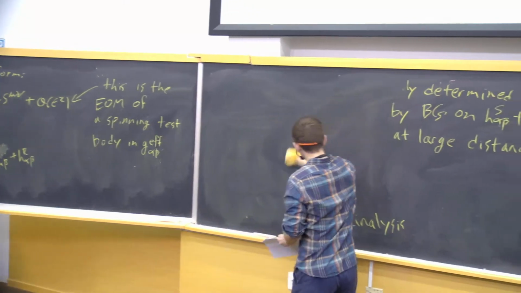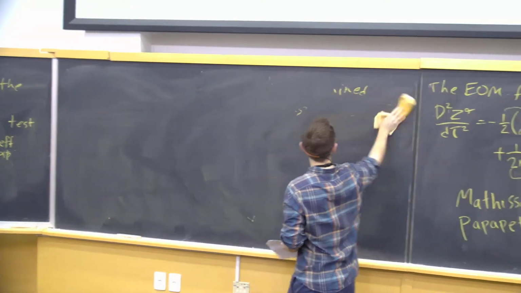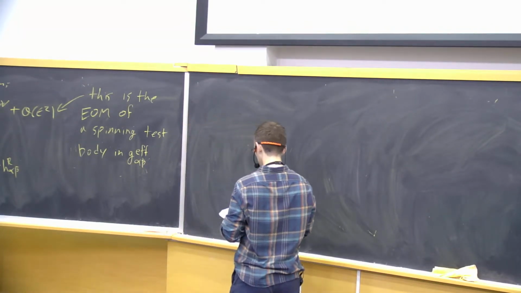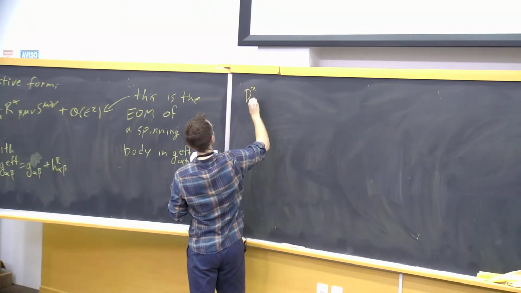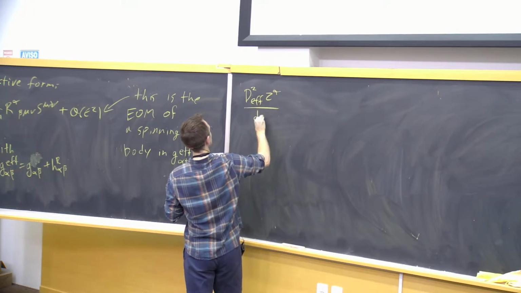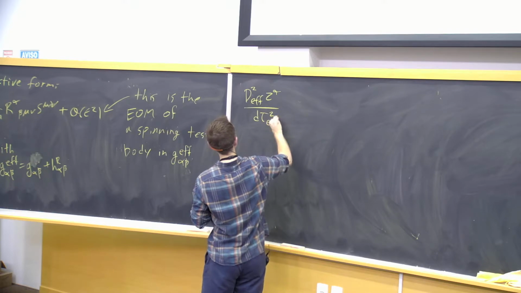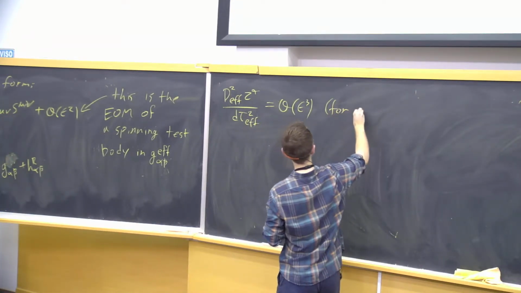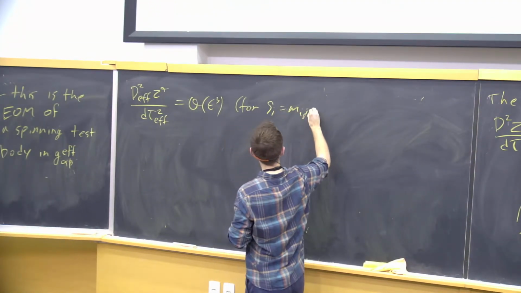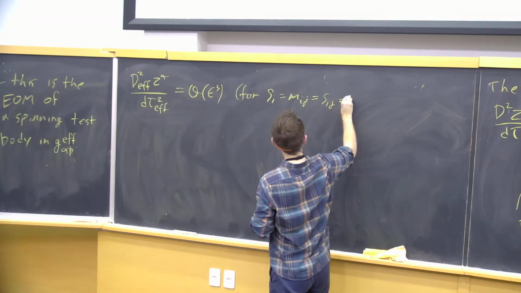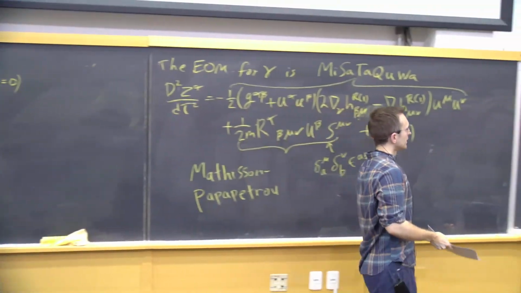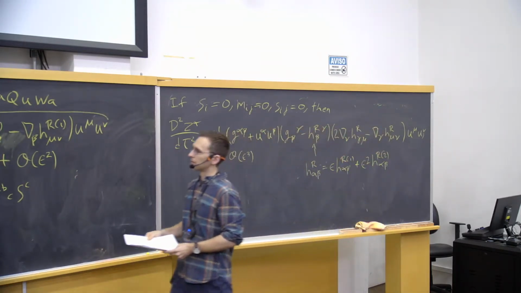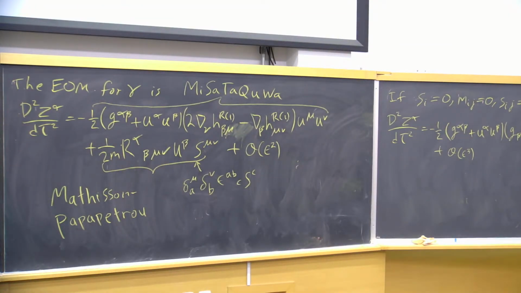And you get a similar result at second order. That further helps the interpretation of this as an effectively external metric. So at second order, you have d squared effective z alpha d tau squared effective equal to order epsilon cubed. So this is for the special case again, where S^i is equal to zero, the quadrupole moments are equal to zero. So again, I arrive at that just by moving all these terms to the left-hand side and comparing to the expansion of the geodesic equation in this metric g plus h R.